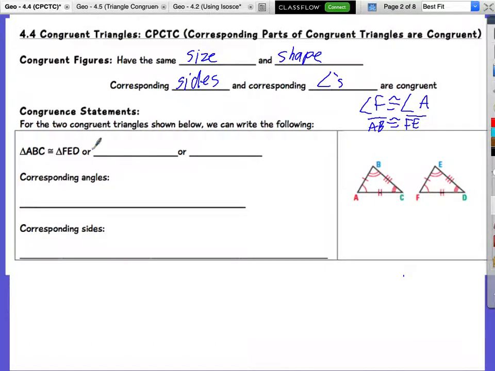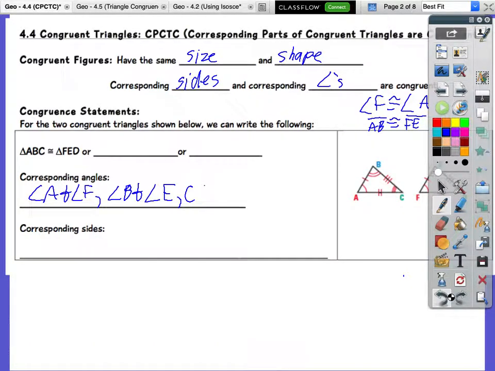We could also write it, let's actually write those corresponding angles first. We said angle A and angle F are corresponding. We also said angle B and angle, what are corresponding? E, very good. And we said angle C and angle D are corresponding.